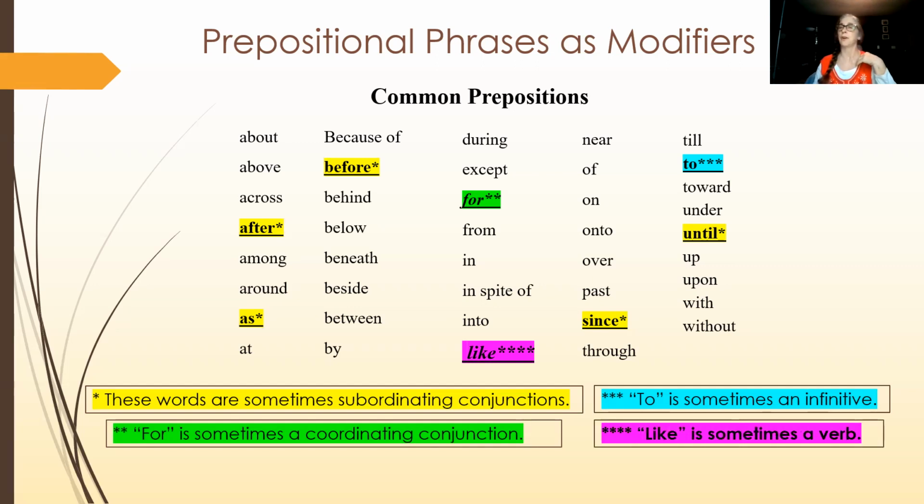And like is sometimes a verb. She sings like a bird. I like to hear her sing. And to hear her sing, that's the thing I like.